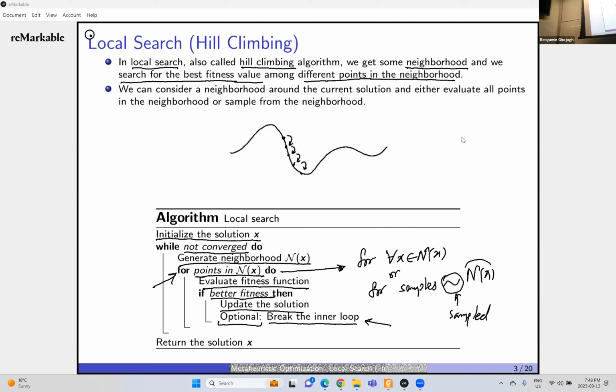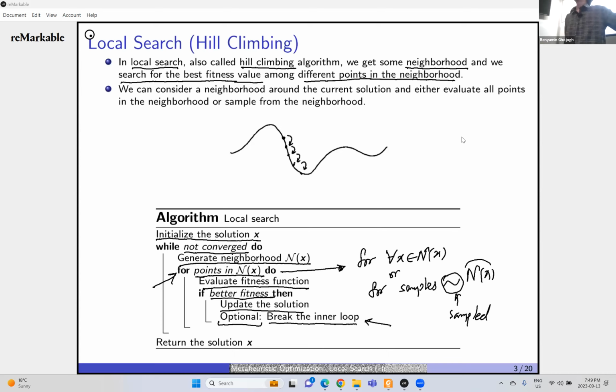Did you understand the difference? When I break, it means that whenever you find a better solution in your neighborhood, jump there and define your neighborhood around that again. But if I don't break the loop, it means that I don't jump. I keep searching until I'm done. Then I jump to my best solution so far.